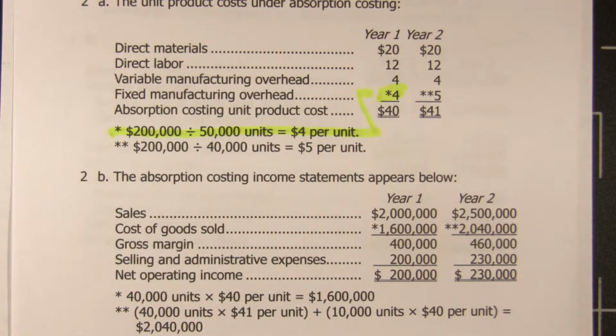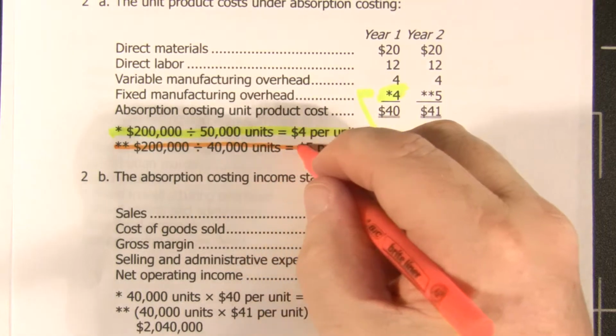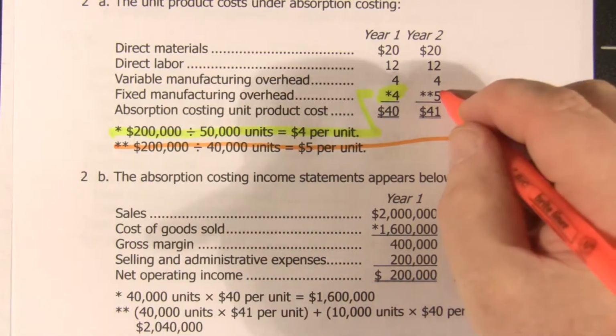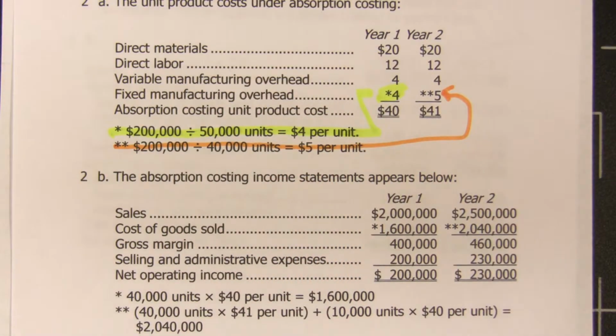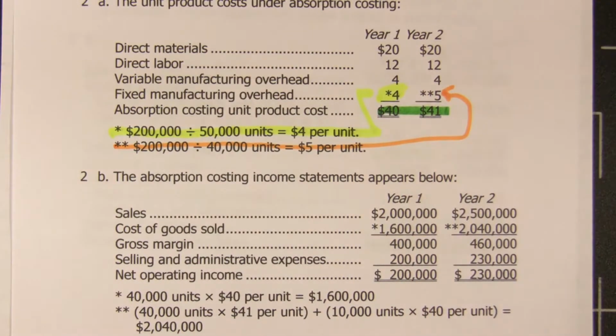Second year, a little different. We made 40,000 units. We still had the same amount of overhead, so the overhead per unit is more. That therefore impacts the total cost of the unit, the absorption cost of the product. For year one, it's $40. For year two, it's $41. Well, let's do the math.